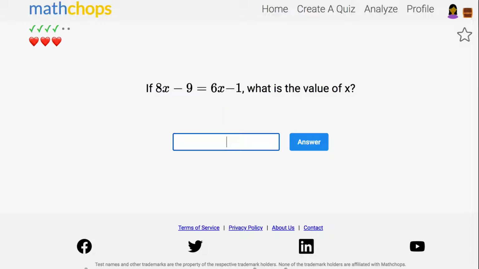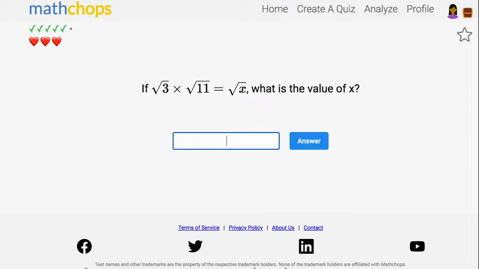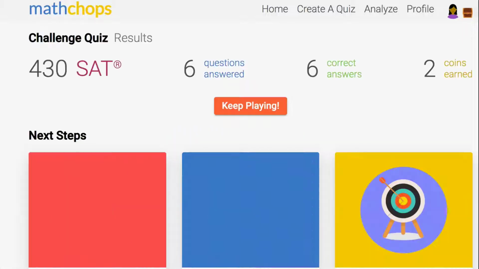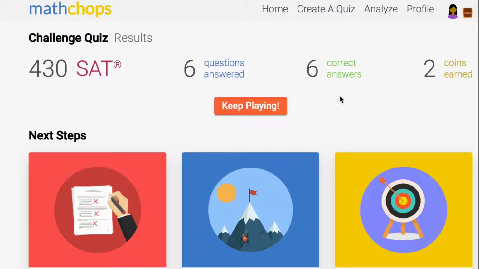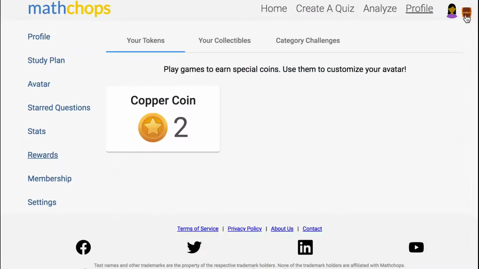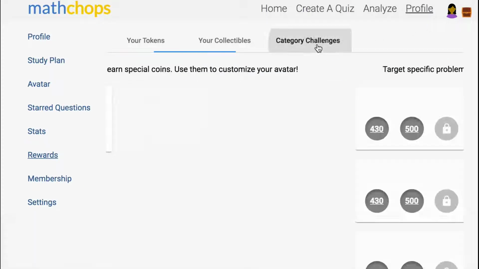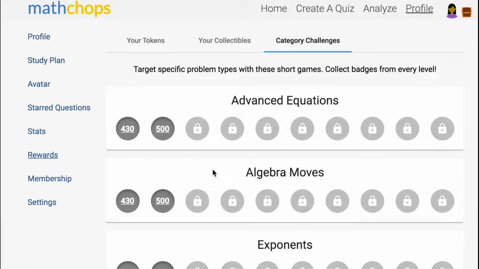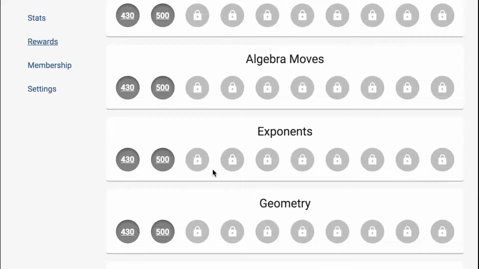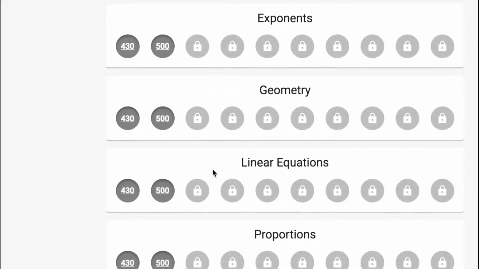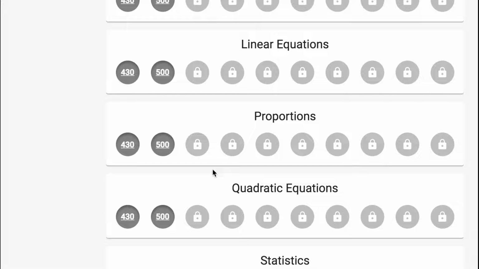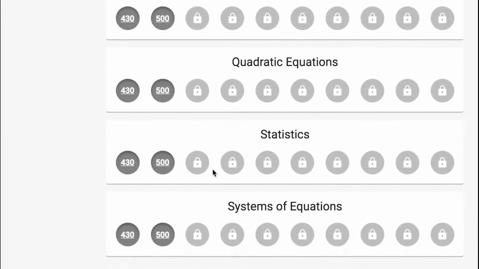Now the student may want to push for level 500, but if their practice tests are in the 400s, I would actually focus on category challenges for the second assignment. You can get to them by clicking this treasure box in the upper right-hand corner. Category challenges are short quizzes that target specific problem types and difficulty levels. For students in this score range, you really want to focus on algebra moves, linear equations, proportions, and statistics.